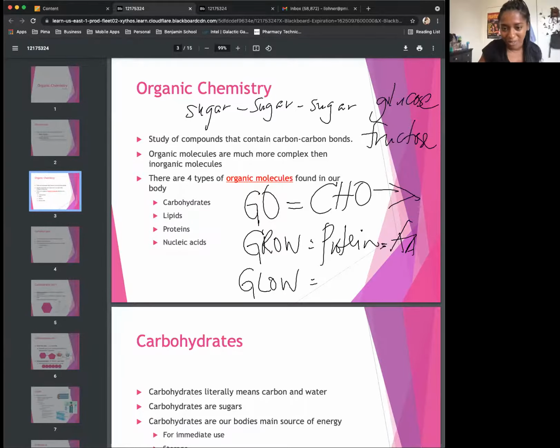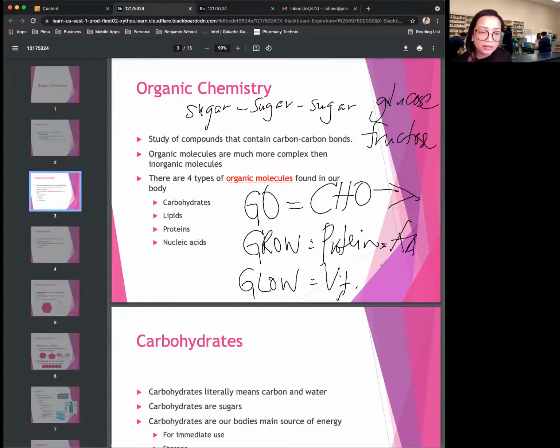What do you think? It's not in the four bullets. What do you think? What do you take? Think about your supplements. What do you take for healthier skin, hair, and nails? Vitamin B complex. There you go. Vitamin E is specific to hair, nails, skin. Vitamin E. So the glow food fall under vitamins and minerals.